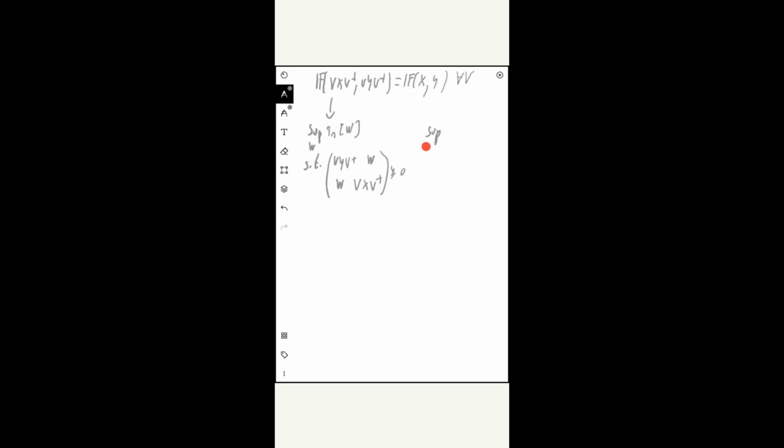and it's the sup of trace of W W such that... And so basically what you just need to prove is that V Y V dagger, W W, V X V dagger is equivalent to Y W W X.